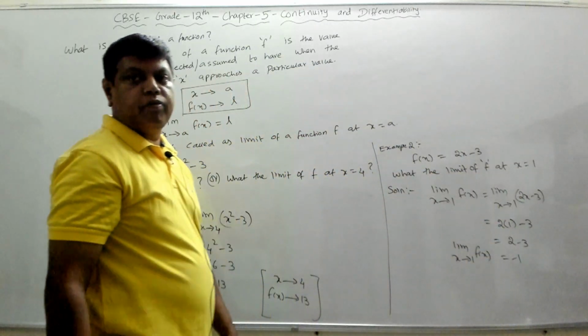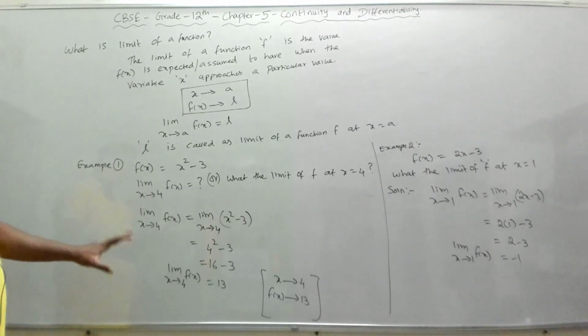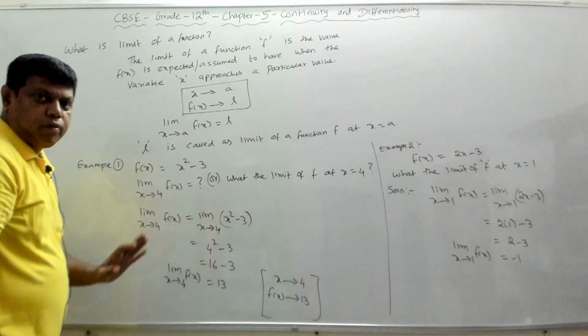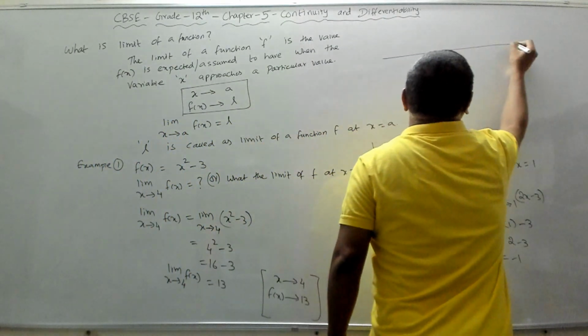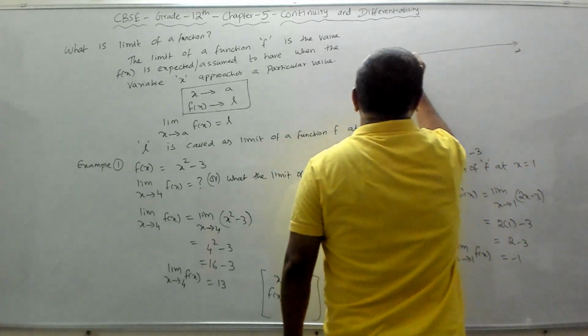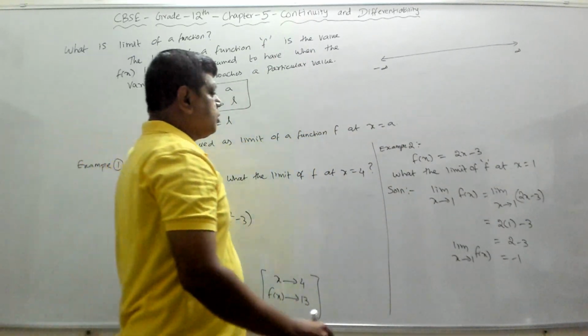Fine. So now, suppose you observe these two examples, what we have is our real number line. This is our infinity and this is minus infinity. So this is our 0.